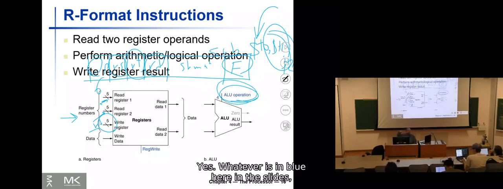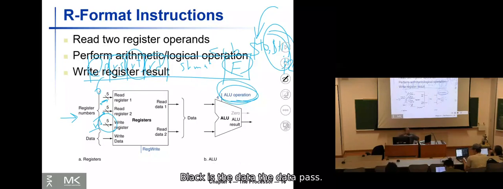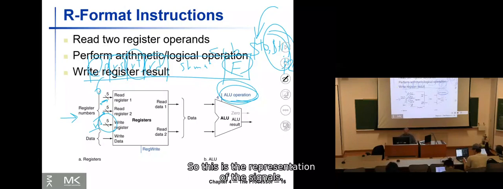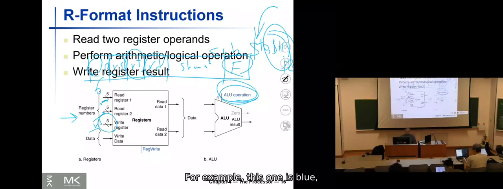Which one? The ALU operation, yes. Whatever is in blue here in the slides means that it is from the controller. The black is the data path. The blue is the control path. So this is the representation of the signals. For example, this one is blue, so it's coming from the controller, yes.